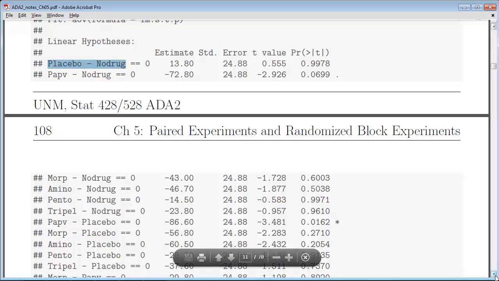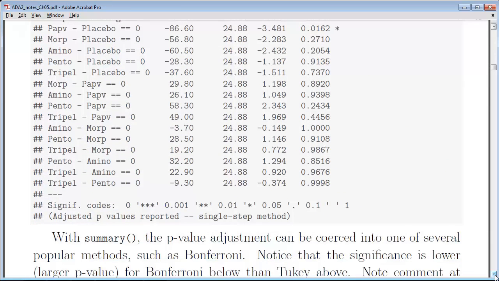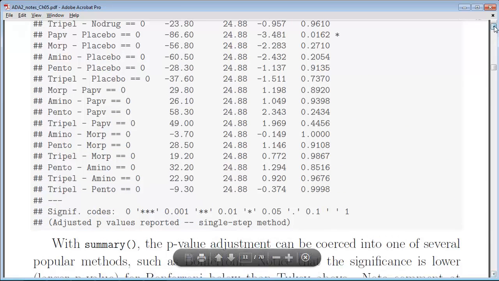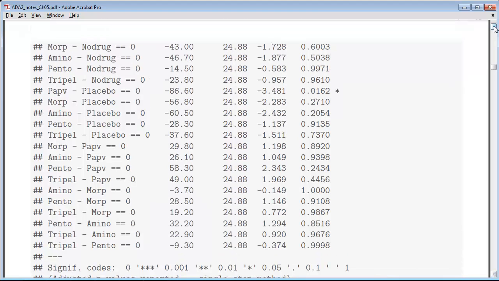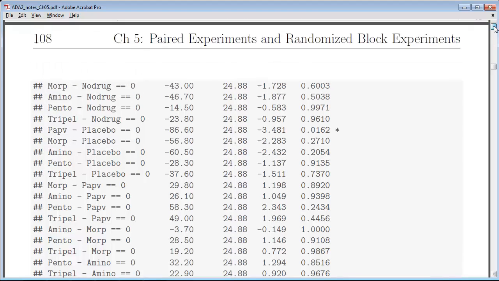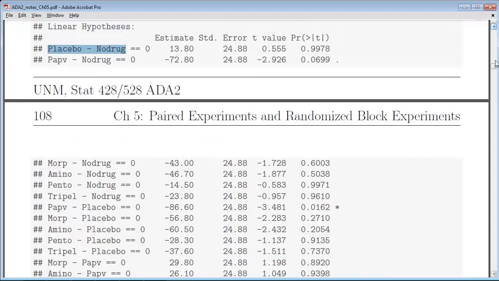And so I'm going to scroll down a bit just to show you all the comparisons, right? So there's seven different treatments, and so there's 7 choose 2 different comparisons being made. So is there a difference between the mean number of seconds itching under the placebo versus no drug? The difference here is 13 seconds. It's positive. That means placebo minus no drug. Placebo was the longer itching. So you did worse under the placebo than no drug.